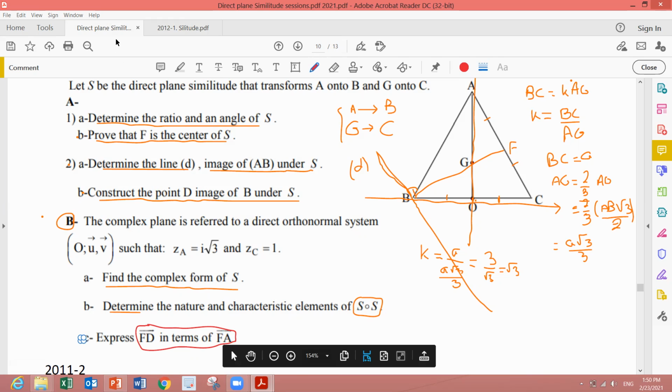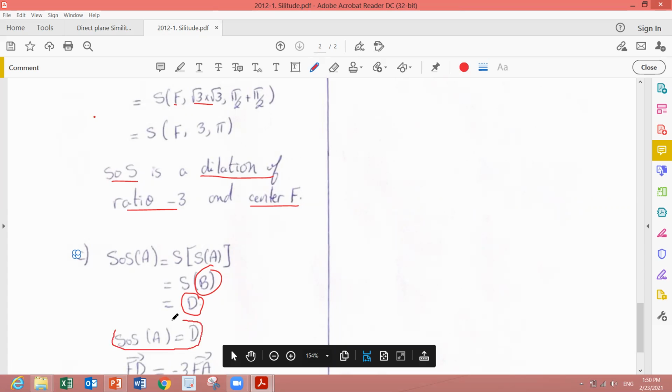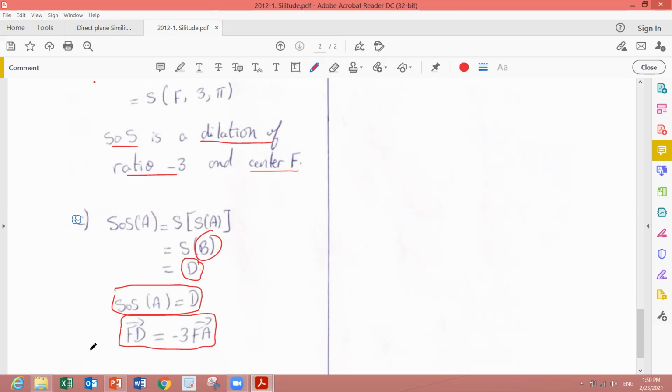We take A, because the image of A is B. Then the image of B is D. So S round S of A equals S of S of A. S of A is B, and S of B equals D. So S round S of A equals D, which means FD equals -3 FA. The vector FD equals -3 the vector FA.